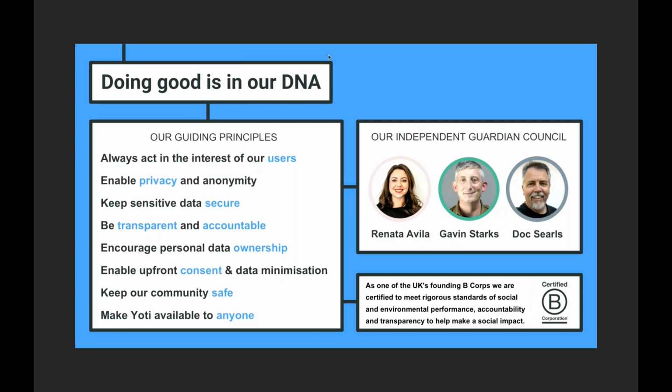The principles that we have, which guide the business as well as the social impact programme, are to always act in the interests of our users, to enable privacy and anonymity, to keep sensitive data secure, be transparent and accountable, encourage personal data ownership, enable upfront consent and data minimization, keep our community safe, and make Yoti available to anyone. Those are the guiding principles of the business, and they're also the guiding principles of the social impact program. We don't think that people who are perhaps vulnerable or living in developing countries or last mile communities deserve anything less just because they are disadvantaged in any way. So we are looking to apply those across all of the work that I'm also doing.